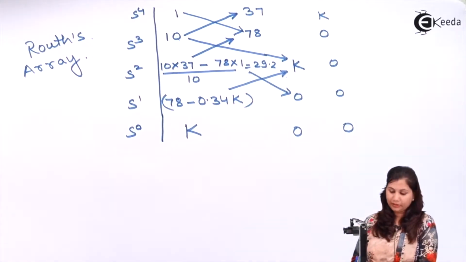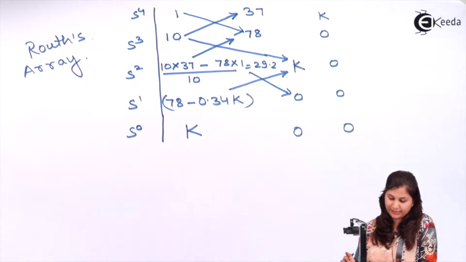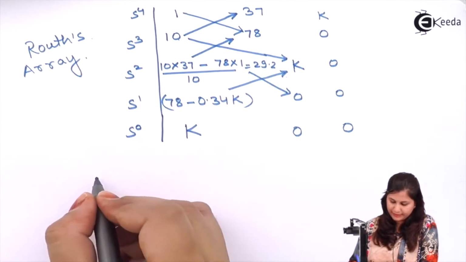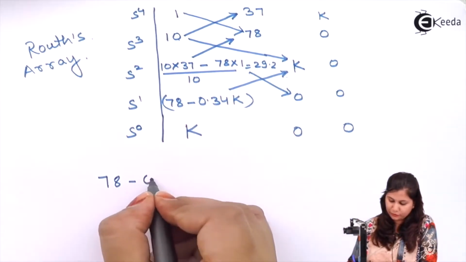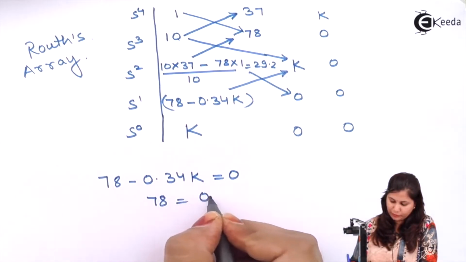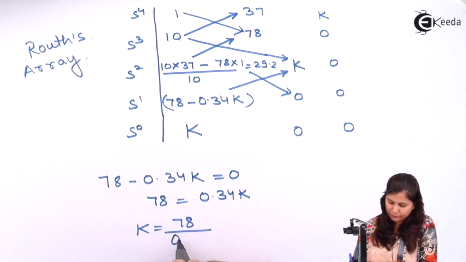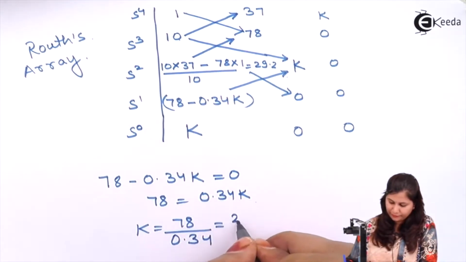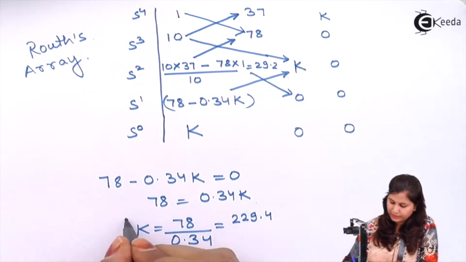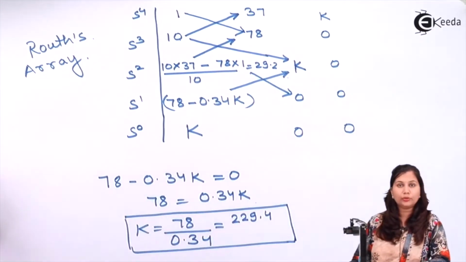Now for stability, or we can say for finding out the intersection point with the imaginary axis, we have to put the coefficients which have the k term equal to 0. So 78 minus 0.34k equals 0, so 78 equals 0.34k. So k will be equal to 78 divided by 0.34, and its value is 29.4. Okay. This is the value of k which we have obtained from the roots array.